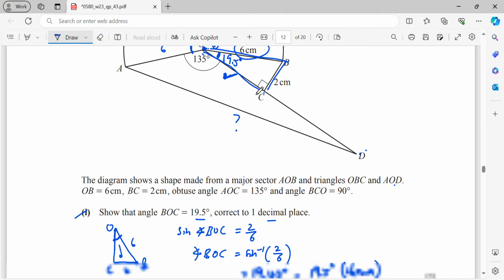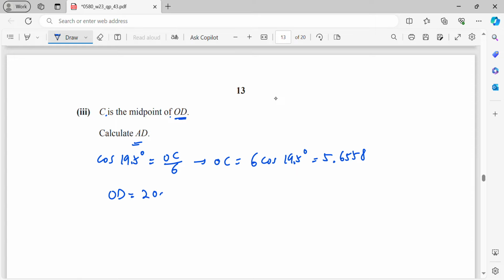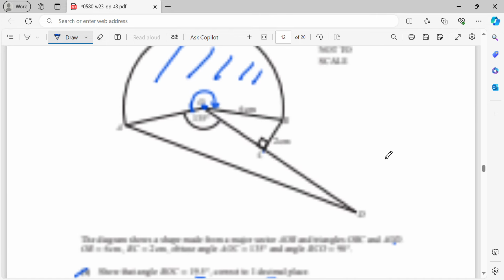Adjacent over hypotenuse is cos. So I will write cos 19.5 degrees equals OC over 6. Then OC is 6 cos 19.5 degrees, which is 5.6558. Since C is the midpoint of OD, OD is double OC. That is 2 times 5.6558, which is 11.3117. Now we have found OD.